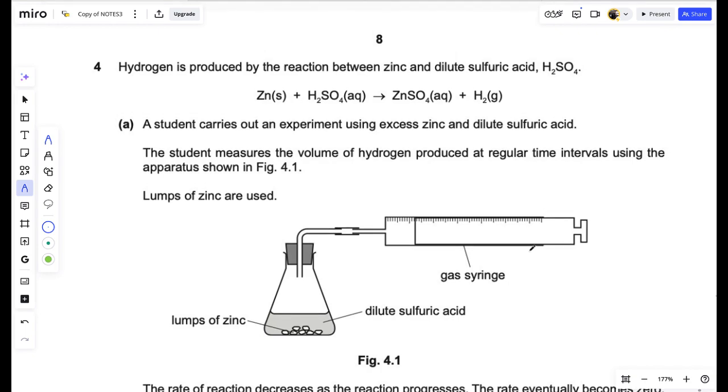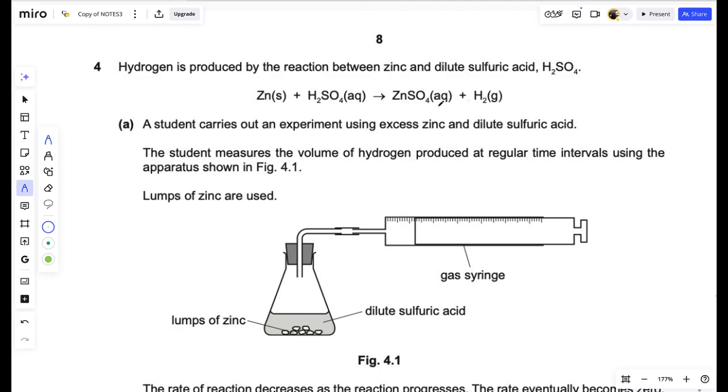Now we say hydrogen is produced by a reaction between zinc and dilute sulfuric acid. Zinc reacts with dilute sulfuric acid, aqueous, to produce what? Zinc sulfate. Because zinc is higher than hydrogen in the reactivity series, zinc will displace hydrogen. It will now be zinc sulfate, not hydrogen sulfate, what you call sulfuric acid. So it will be zinc sulfate plus hydrogen. The hydrogen that is displaced will be a gas on its own.